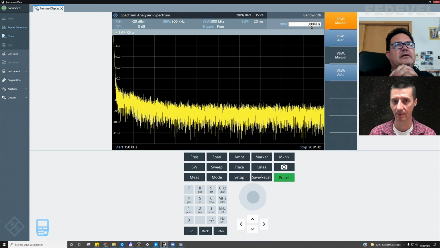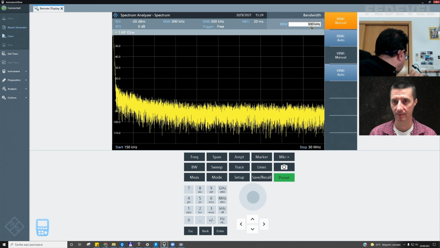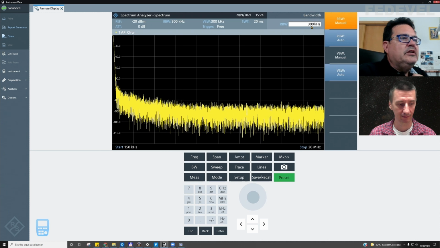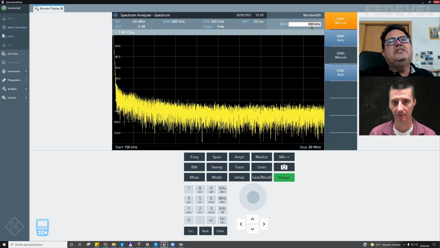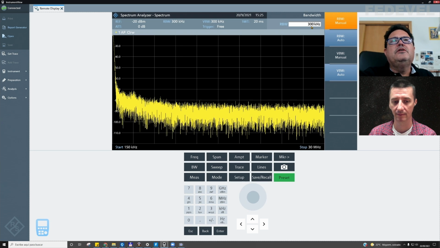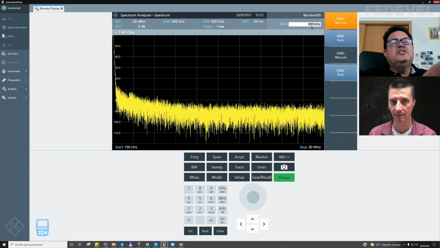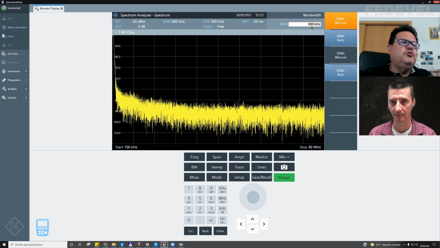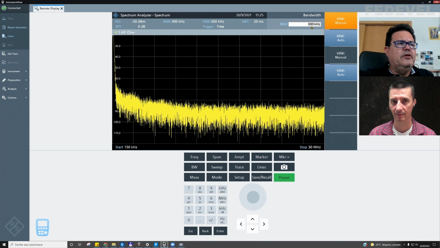Exactly. Okay. So, for example, I am not sure if we can do it. If you are interested, we can introduce a signal from the signal generator to the spectrum analyzer to see the difference. But I think with the noise, we will be able to see. No, I will do it with the noise from the instrument.